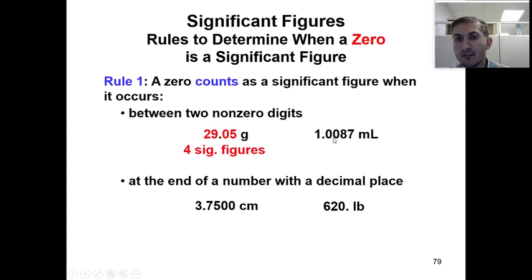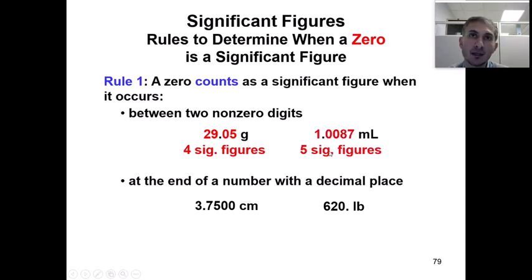If we have an example like this, these zeros are placed between non-zero digits. So 1, 2, 3, 4, 5. They are placed between non-zero digits, so we have 5 significants.